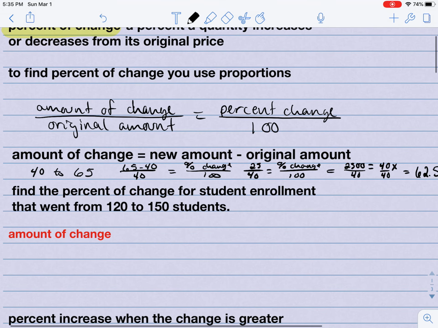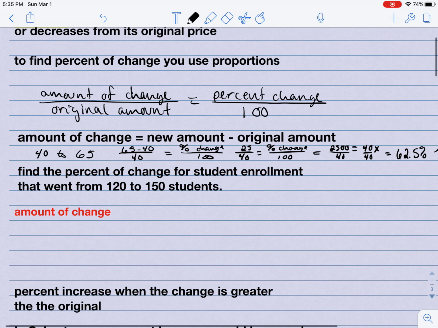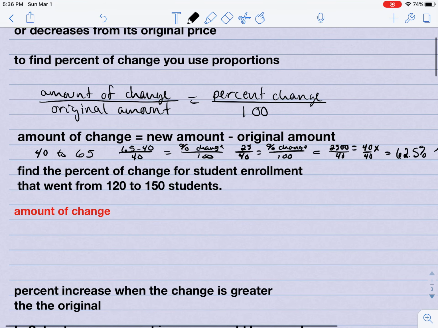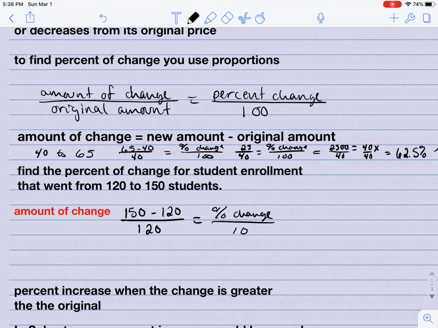Okay. So to find the percent of change, here's another example. For students that enrolled, it went from 120 to 150. So originally there were 120 students, and enrollment went to 150. So we notice that the second number is greater. This is going to be percent increase. So amount of change is going to be 150 minus 120 over the original, which was 120. And that's going to be equal to our percent change over 100.